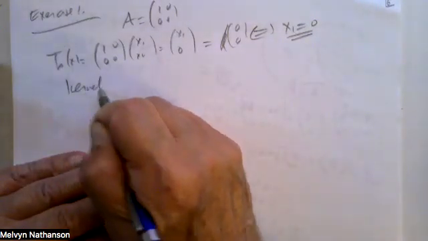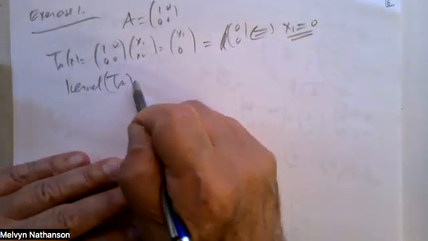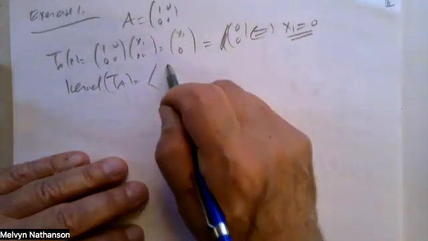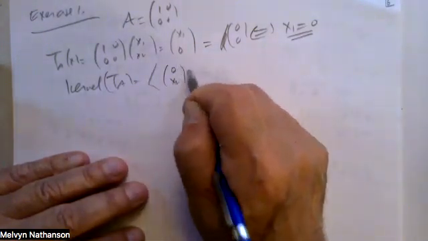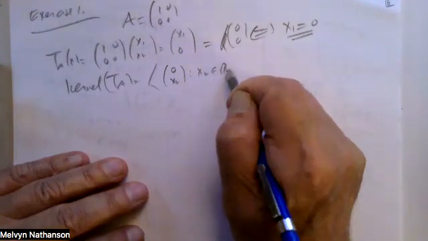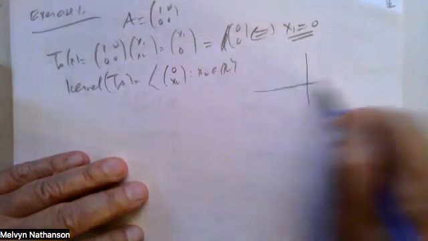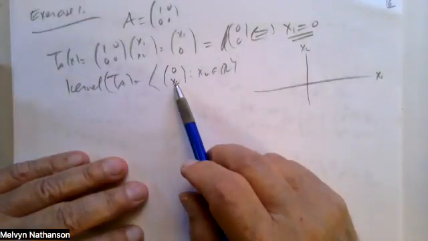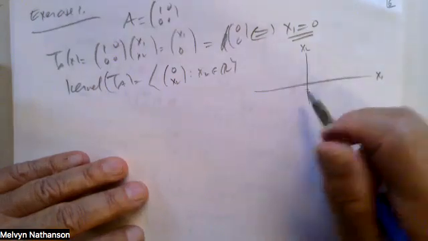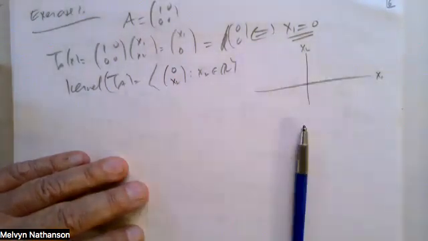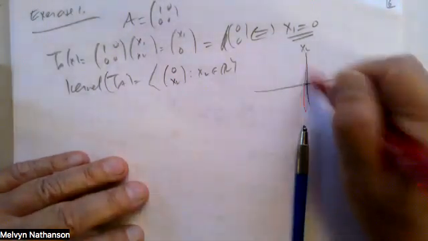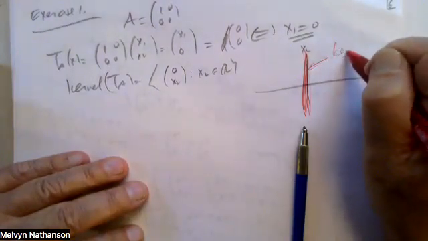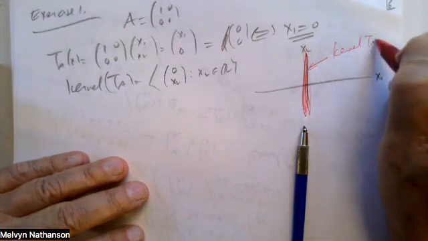So the kernel of T sub A is all vectors where the first coordinate is 0, so all vectors of the form 0, x2. If you look at the xy plane, or the x1, x2 plane, these are the vectors where x1, the first coordinate, is 0. So the kernel is what we would call the y-axis. That's the kernel of T sub A.